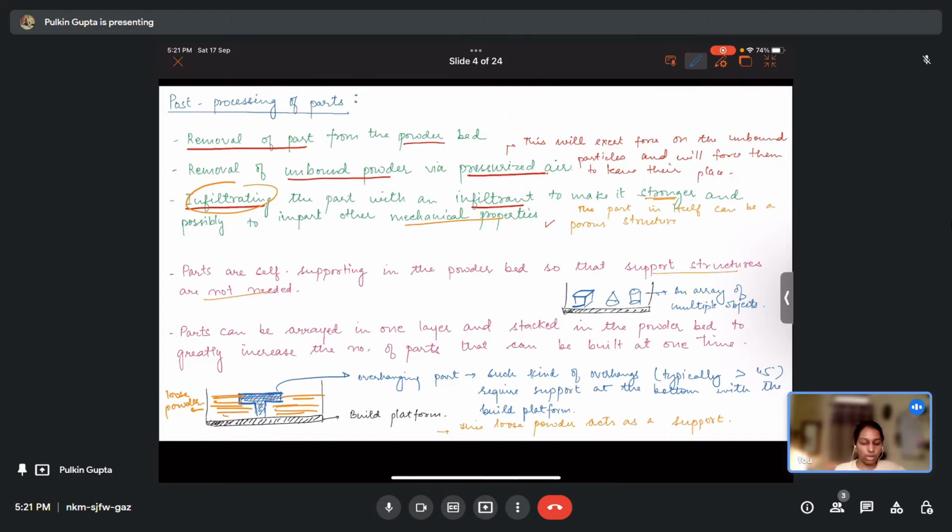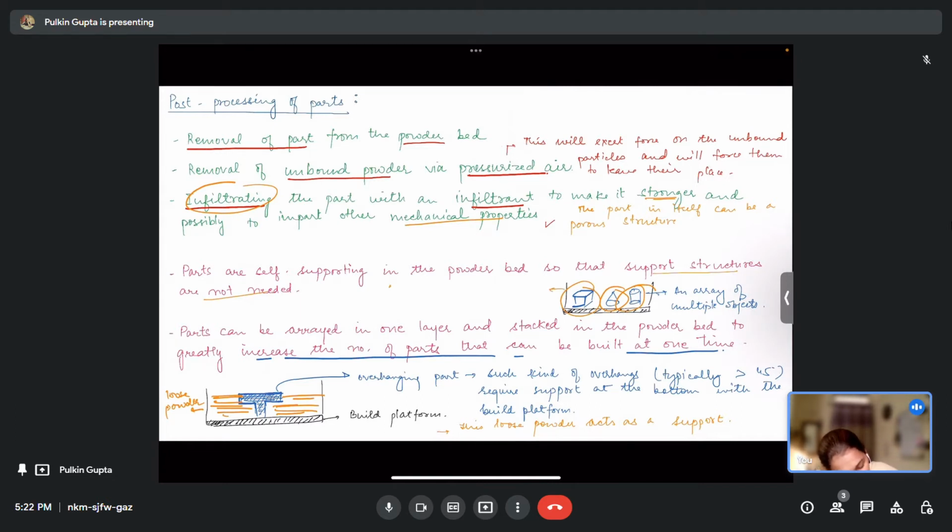So in such a manner, when you arrange multiple parts in an array, you can increase the number of parts that are built at one time. Else what would happen was, you would have printed this cube individually, this cone in the second cycle and the cylinder in the third cycle. So then it would have taken a much longer time if these were printed individually. Okay, so we always try to minimize the time and maximize the use of the resources.